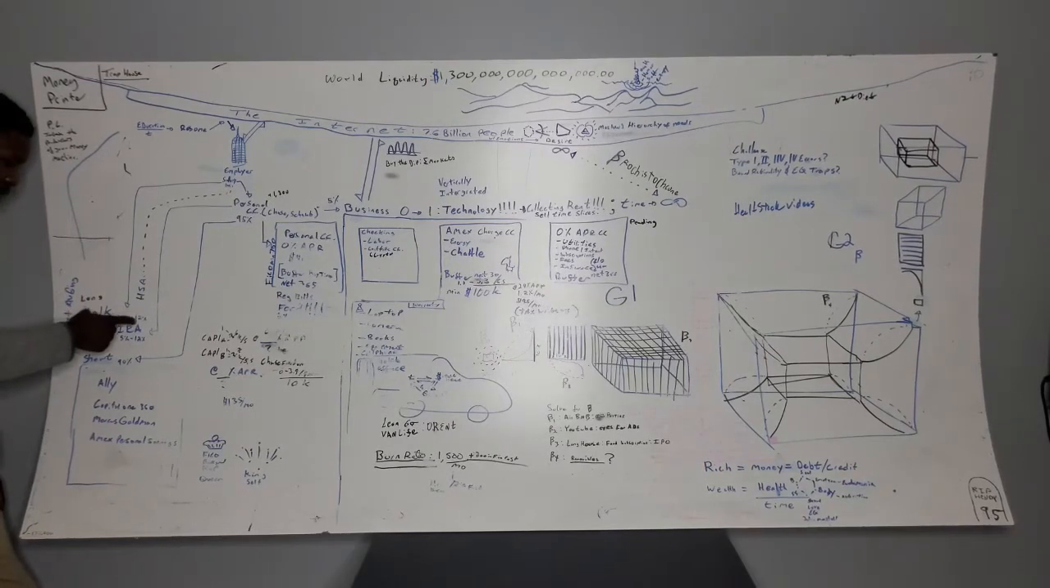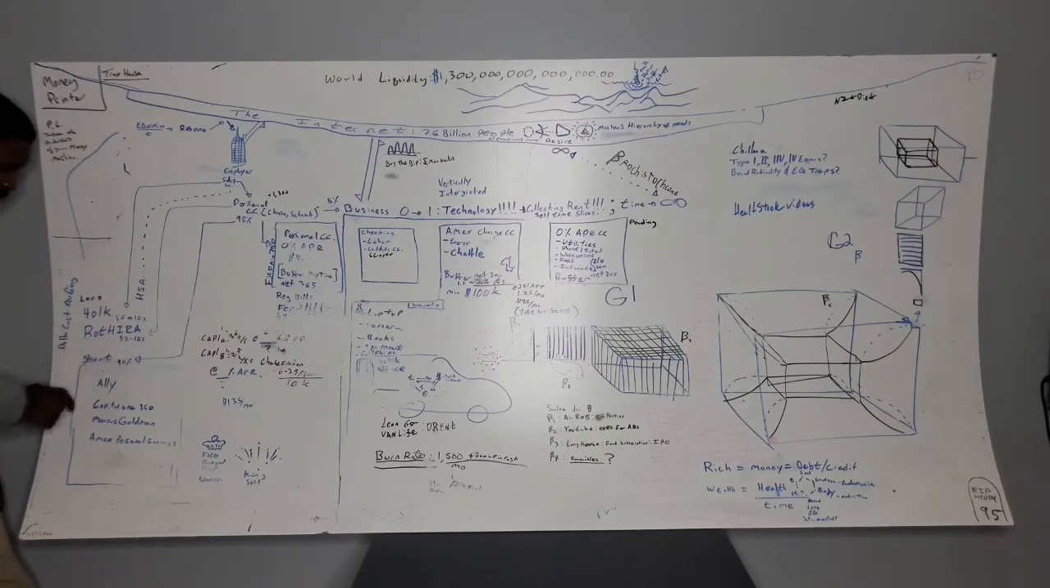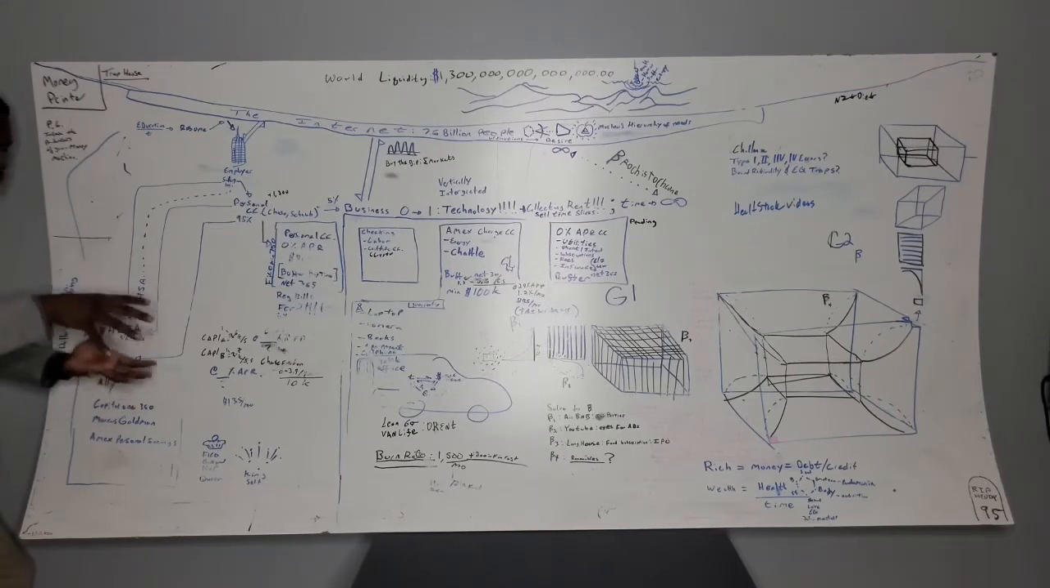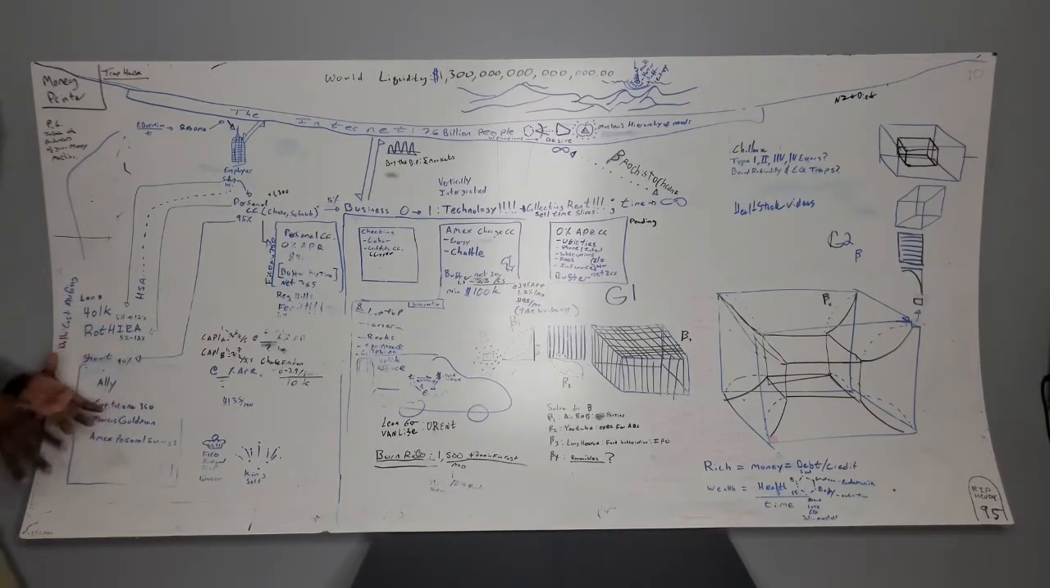Between 5 and 12% goes to your Roth, and your 401k gets 5 to 12%. Roth already gets 5 to 12%. But your short term gets like 90%, and that goes into your Ally, your Capital One, Marcus Goldman, Amex Personal Savings. So you start building a little nest egg for yourself.